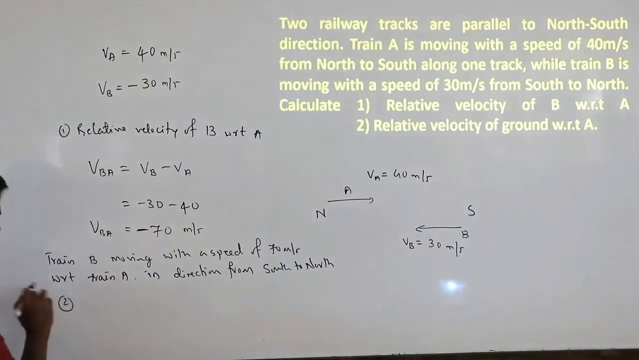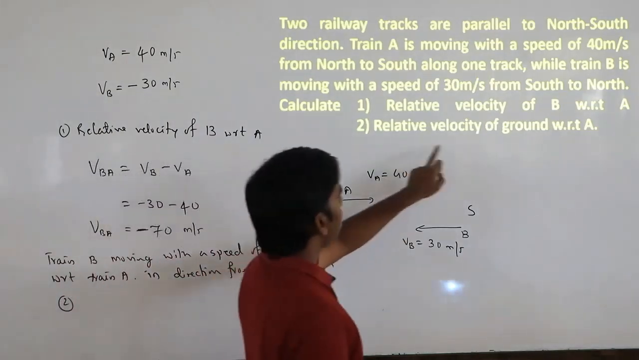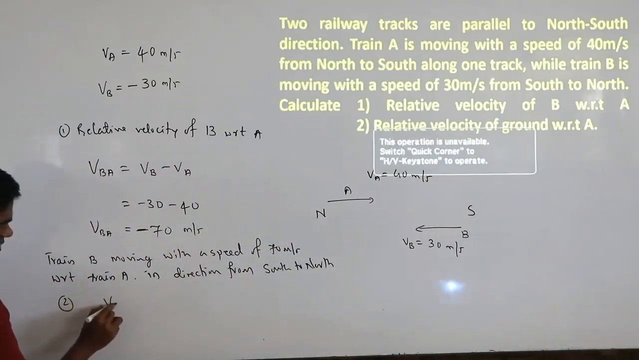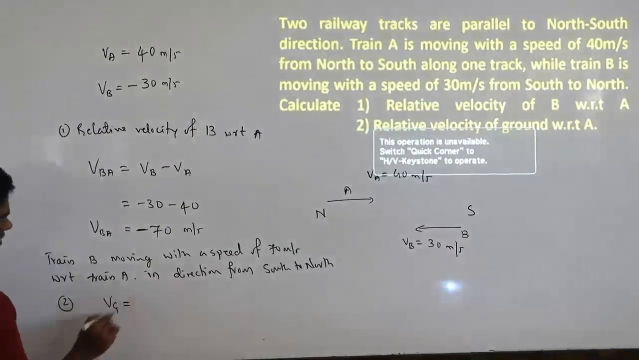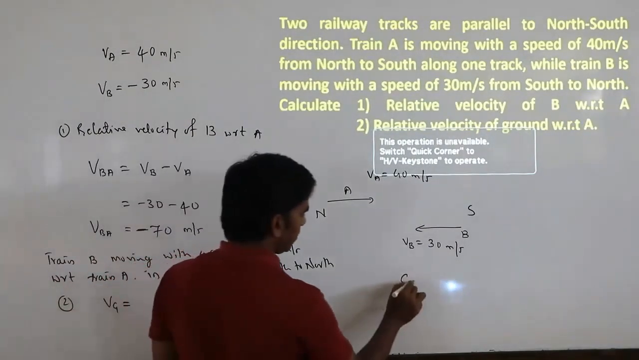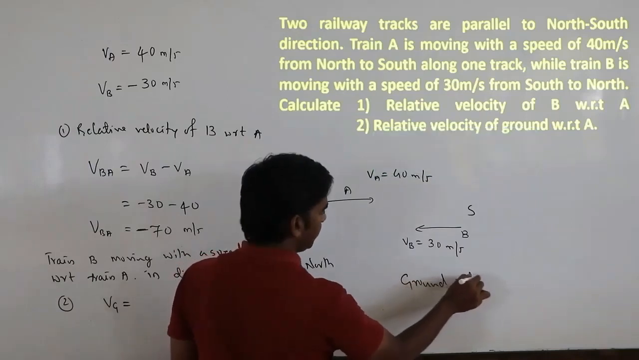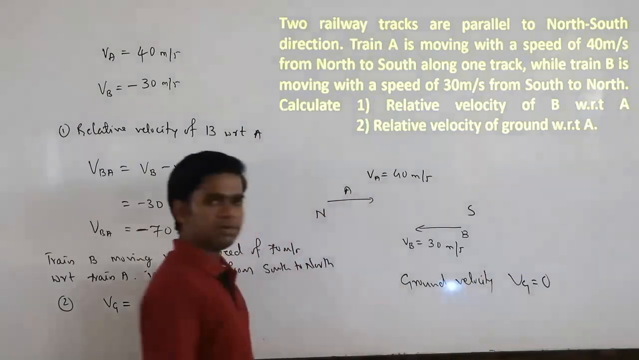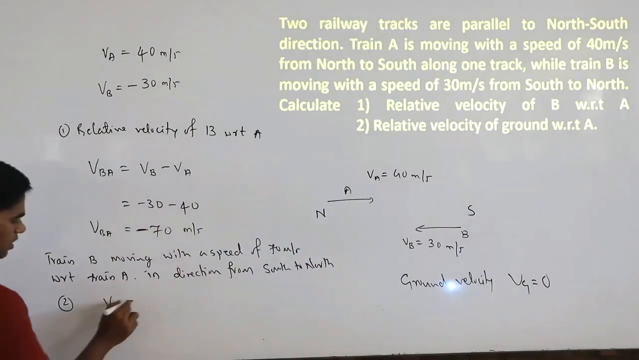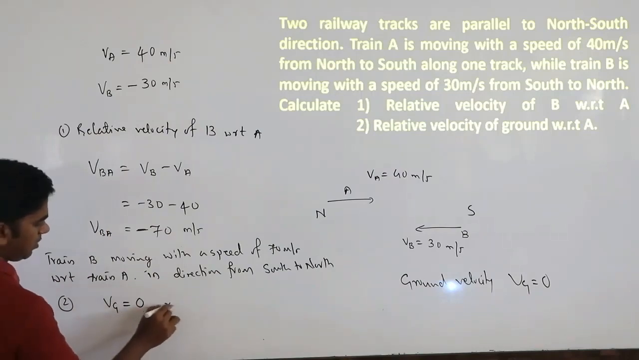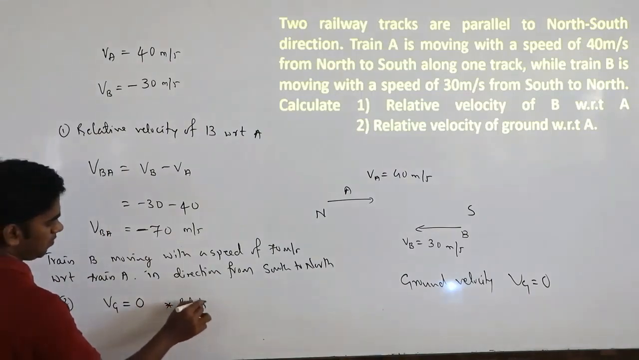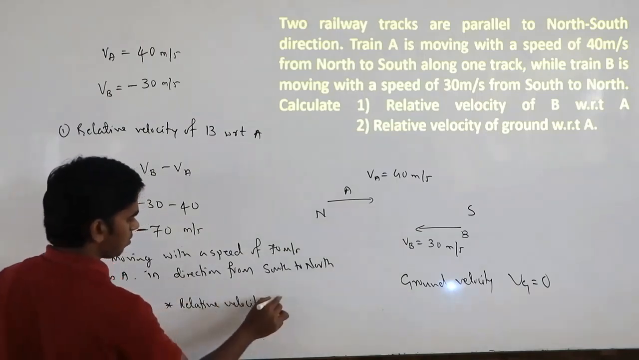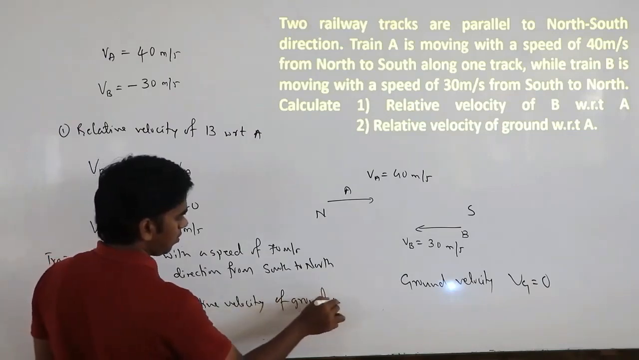What is the second one? They are asking for the relative velocity of ground with respect to A. What is the velocity of ground? I will take it as Vg. Ground is not moving, so Vg is 0. What you have to find is the relative velocity of ground with respect to A.